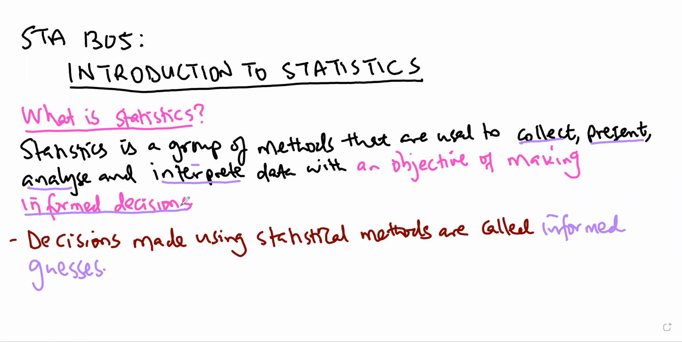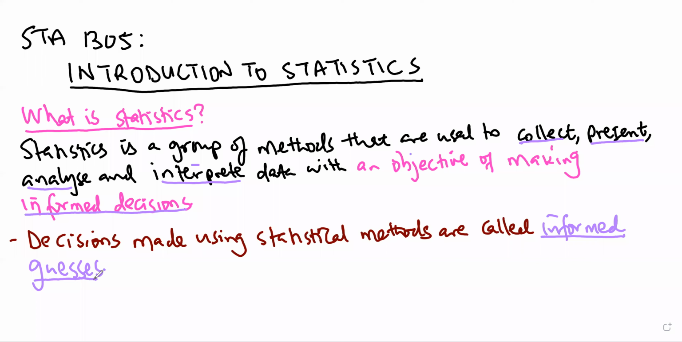Okay, so if one is not making informed decisions, of course, the opposite of informed decisions are maybe decisions based on ignorance, and nobody wants to do that. In addition, we are saying that decisions that are made using statistical methods are called informed guesses. And as mentioned earlier, if they are not informed, then they are out of ignorance, and nobody wants to do that, either in personal life or even at your organization.